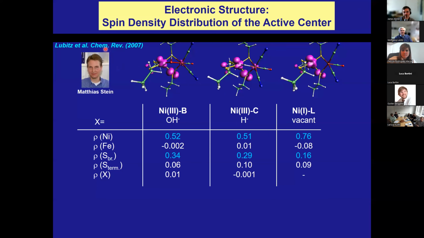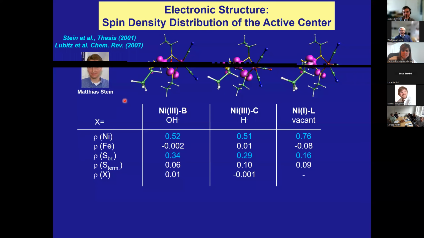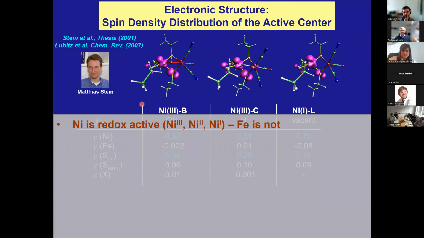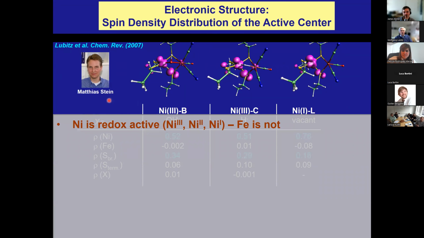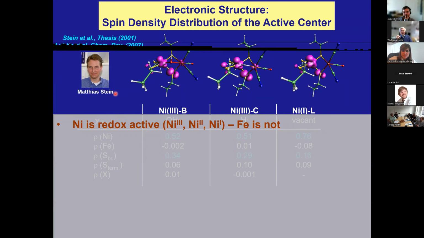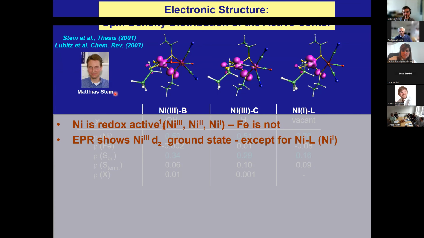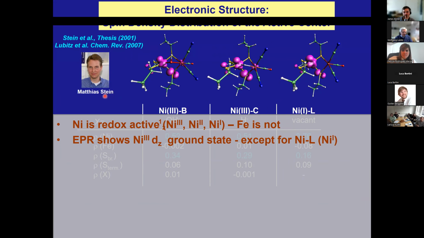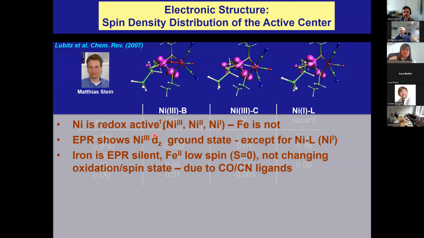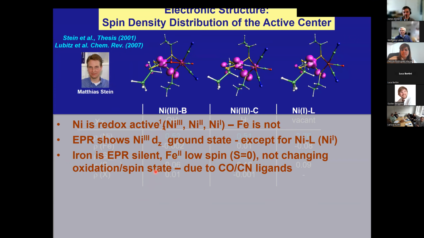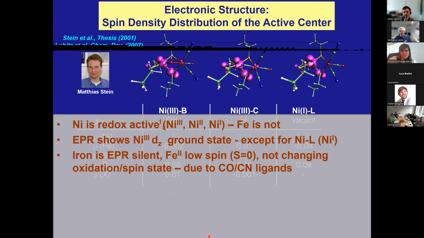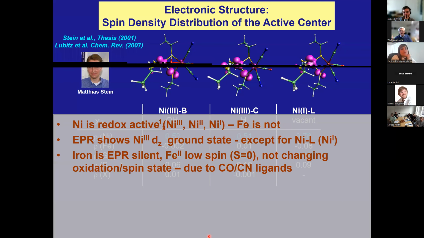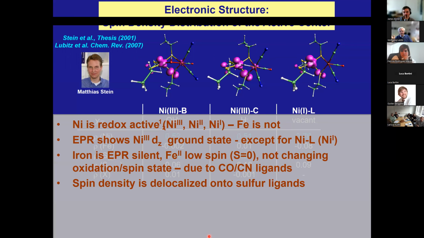What Matthias Stein already did in his work, I would just quickly review that. He could show already, more than 20 years ago, the nickel is redox active, iron is not. The EPR shows that the nickel is in a dz squared ground state. This should be dz squared ground state. Sorry, this is not working right. The iron is EPR silent. Iron 2 is low spin, not changing the oxidation state due to the CO and CN ligands. This is important to notice.